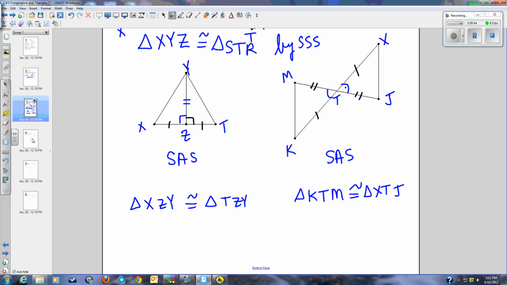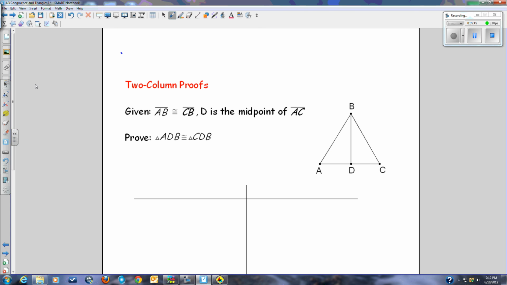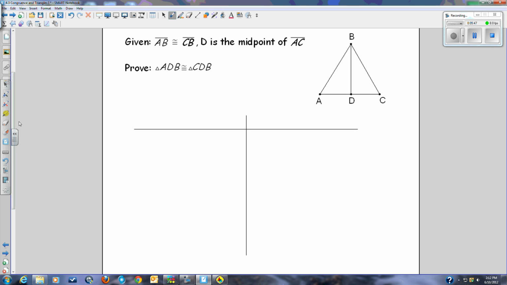Let's move on. We're going to use our postulates to do some two-column proofs here. And we're given some information. I know we've done these before. And we're going to list statements and reasons.